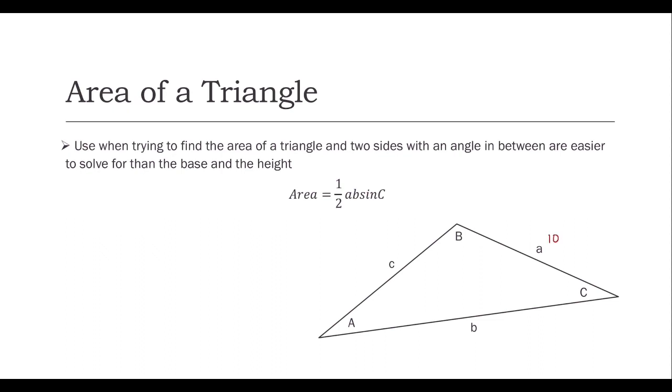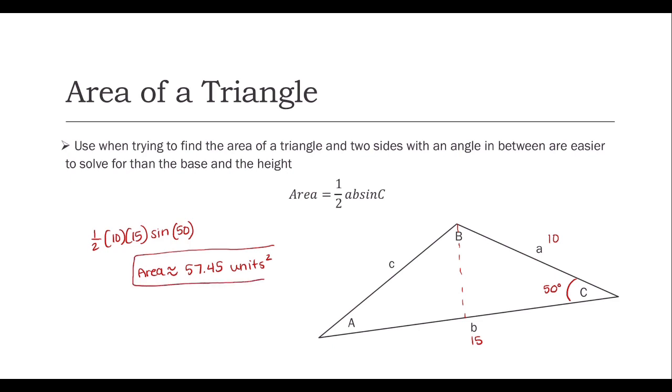So if A was 10 and B was 15 and C was 50 degrees, we could find the area of the triangle using 1/2 AB sine of 50. So your area would be approximately 57.45 units squared. So this is a lot easier than trying to figure out what this height would be here and doing 1/2 base times height. So that's how you find your area.